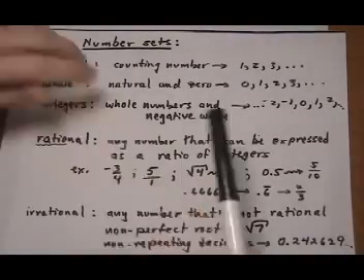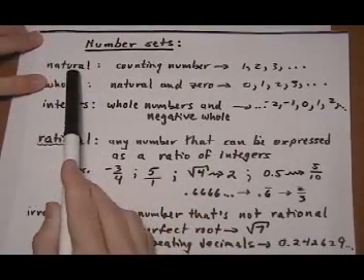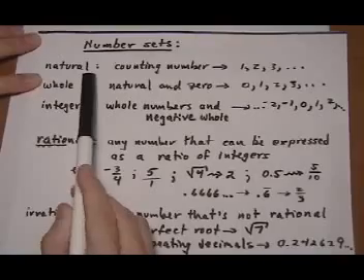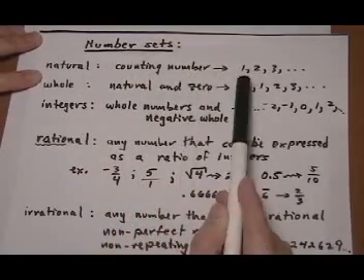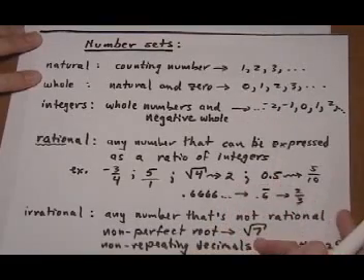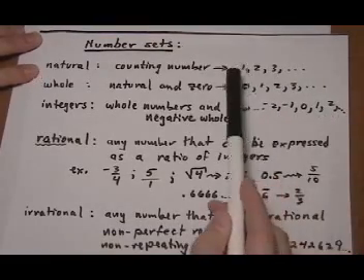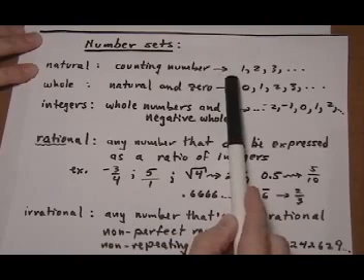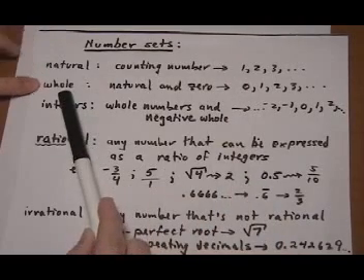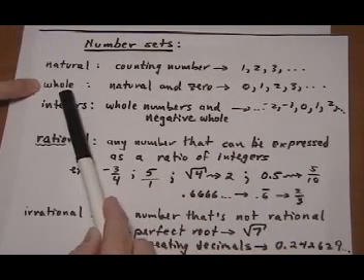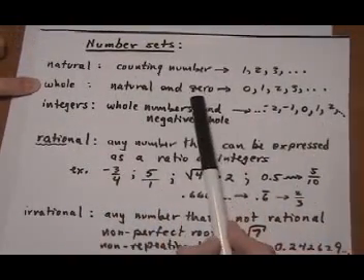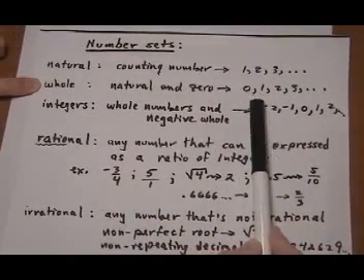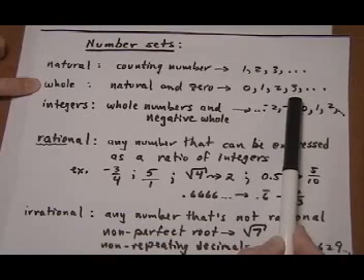Alright, so first we start with the natural numbers. The natural numbers are just the numbers you would use to count with, the counting numbers. 1, 2, 3, 4, going on forever to infinity. We don't include 0 because we don't count with the number 0. Whole numbers come next. The whole numbers are all of the natural numbers, and then include 0. So now we have 0, 1, 2, 3, goes on forever.